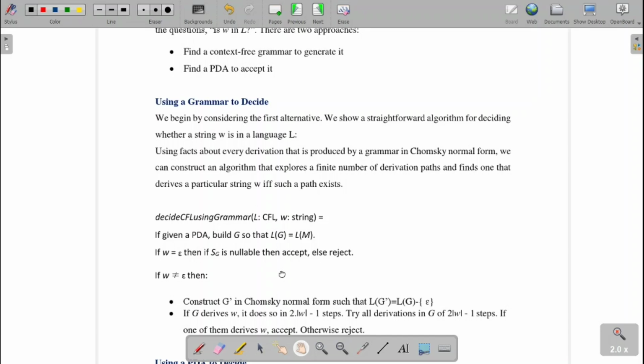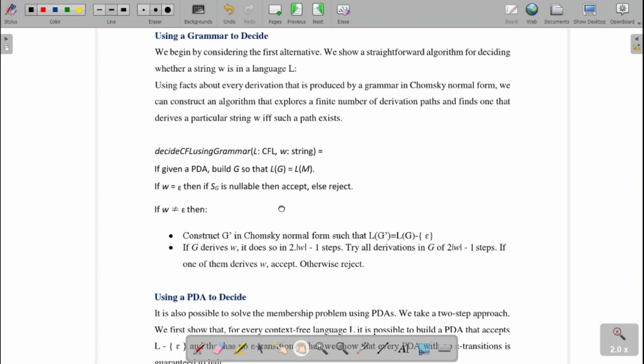Simple. So now to decide the context-free language using the grammar, the input will be a language L and the string W. If it is given as a PDA, then you construct your equivalent context-free grammar. Fine. So in the previous session, there was an algorithm for conversion of a PDA to grammar, and grammar to PDA was there. Even though it is not in the VTU curriculum, as a part of the textbook it is there. These two are equivalent. If PDA is given, you can convert to the grammar. If grammar is given, you can convert to the PDA.